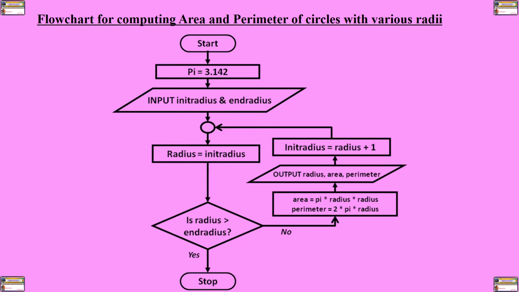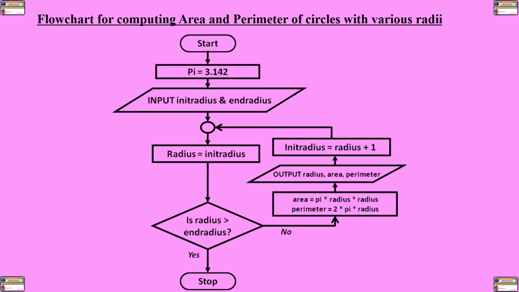Is the value in the memory location called radius greater than the value in the memory location called end radius? If yes, we exit the loop. If not, we do the following. We compute the area by multiplying the content of the memory location called pi by the content in the memory location called radius, times the content of radius again. So we assign the value of pi multiplied by radius multiplied by itself to the memory location called area.